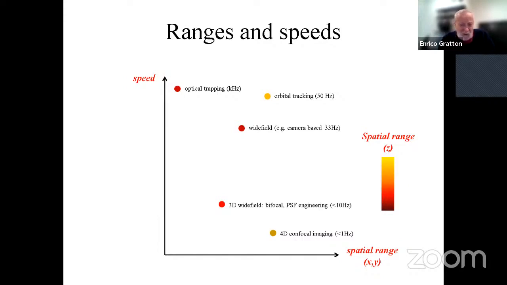We added a little bit by describing essentially how you do particle tracking. This is a slide from the 60s: optical trapping. You can do very, very fast, very high speed, but a very small range. Orbital tracking, you can do essentially the same speed as optical trapping, but over a very large range. And then you have other techniques that I will not talk about. So next slide.